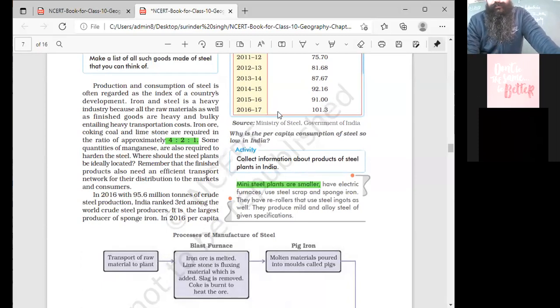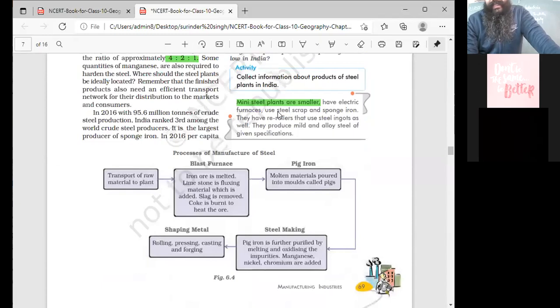India's first iron and steel industry, TISCO, was set up in 1907 at Jamshedpur, presently in Jharkhand, by J.N. Tata. Jamshedji Nusarwanji Tata set up the first Tata Iron and Steel Company in Jamshedpur, at present in Jharkhand, in 1907.